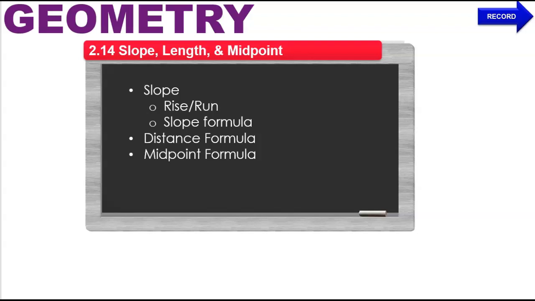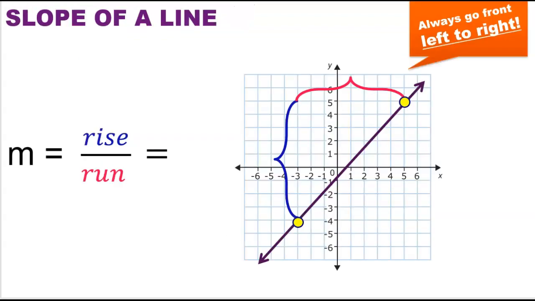Hello everyone, this is a lesson video for 2.14 which talks about slope, length, and midpoint. I know we've talked about slope the last few lessons, but we just want to really focus in on the fact that slope on a graph looks like rise over run, and we always go from a left coordinate point to a right one. So we always read the graph from left to right.